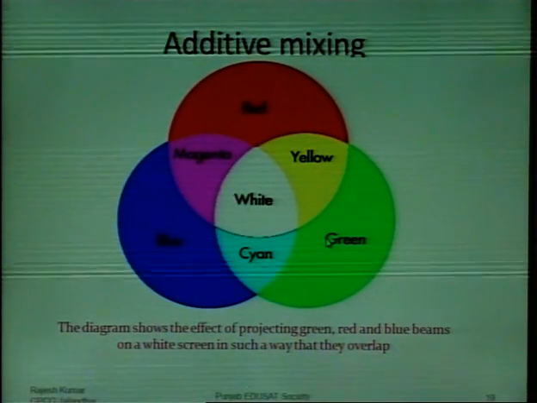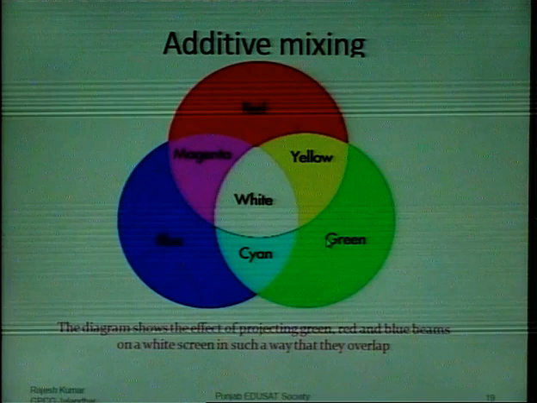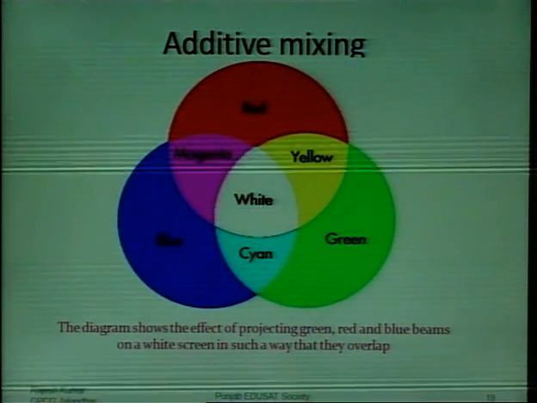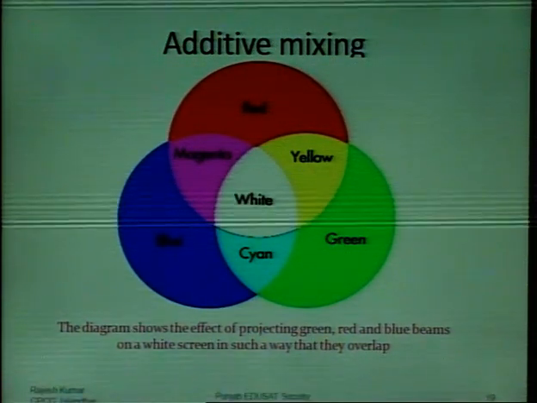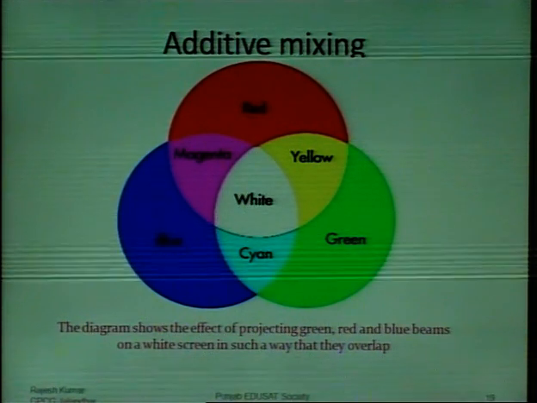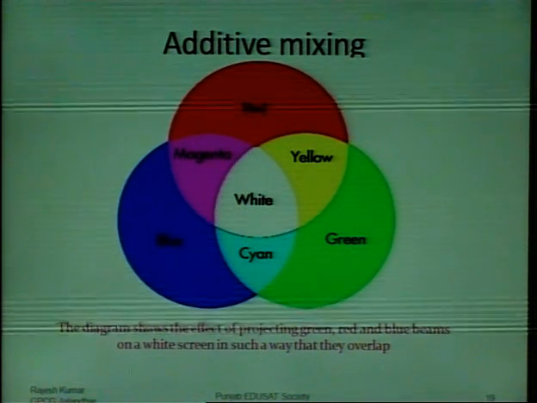So, these colors basically are called primary colors. These three colors are called primary colors. All other colors are formed with the mixing of these three primary colors.